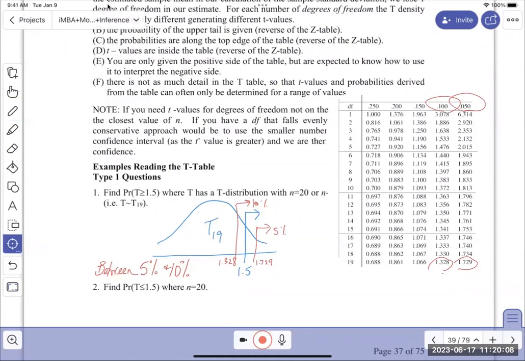So let's recap. I put the numbers here because 1.5 is not on the table. So I use 1.328 and 1.729, which correspond to 5 and 10%. And then I say that this 1.5 lies between 5 and 10%, but then I go into Excel and get the exact value.